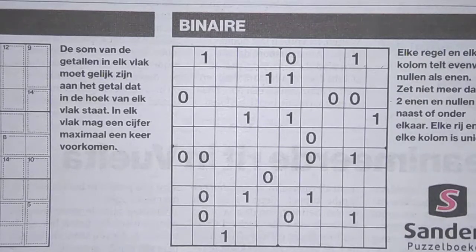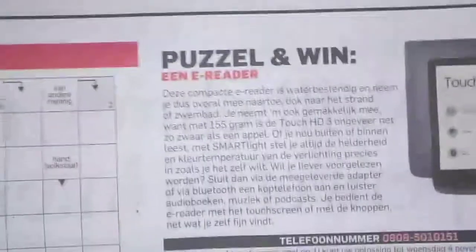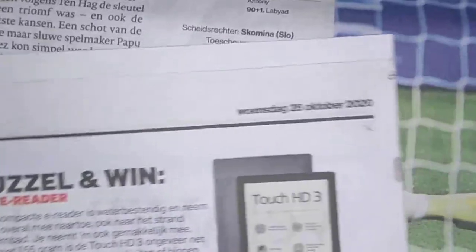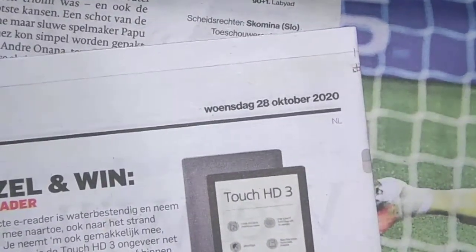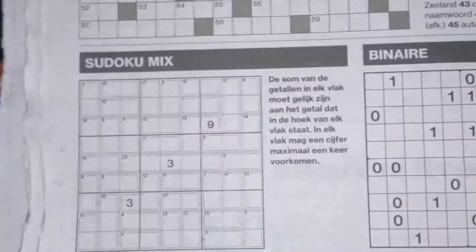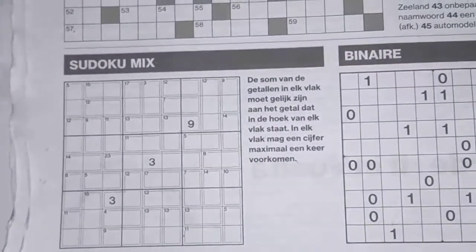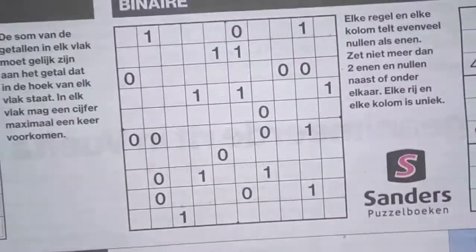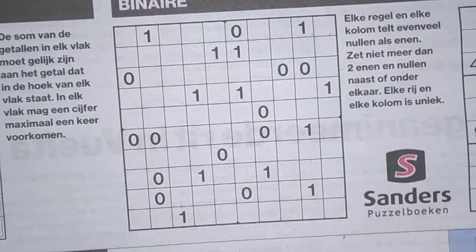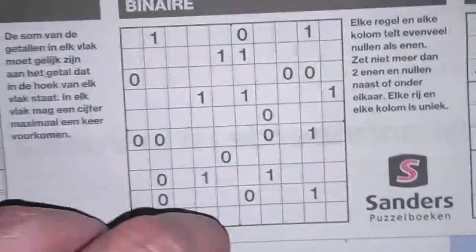Today, in the daily newspaper on Wednesday, October the 28th, 2020, we have three regular Sudokus: a binary Sudoku, a medium Sudoku, and a killer Sudoku, aka Sudoku mix. In this newspaper there is also an additional section with extra Sudokus. I believe there are 8 extra Sudokus, so a lot of Sudokus to solve.